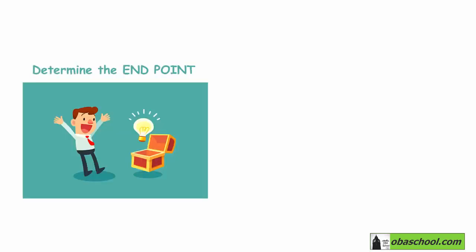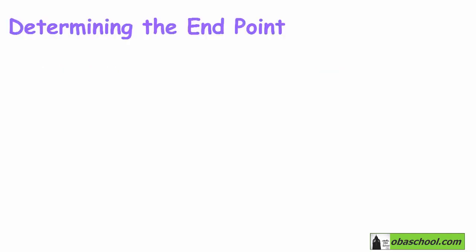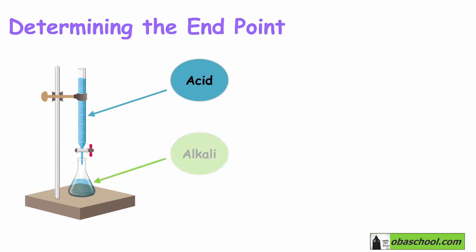In this tutorial, we will learn how to determine the endpoint and how to record the titration data. Let's start with determining the endpoint. This is the titration setup. In the burette, we have the acid solution, and in the conical flask, the alkali or the basic solution. We will be adding the acid from the burette into the alkali solution in the conical flask.